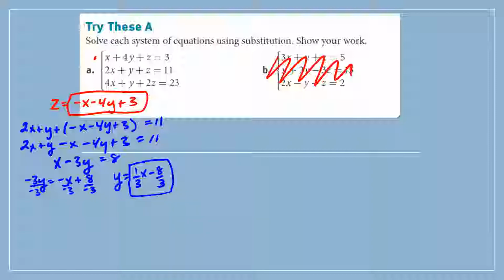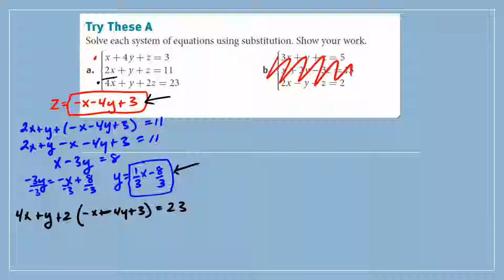Now, we're going to use the third equation, right? And we're going to substitute in z and y. But we'll do it one at a time so we don't get overwhelmed. And we're going to figure out what x is. So first, 4x plus y plus 2, and we'll substitute z in first. So negative x, oops, sign error almost, minus 4y plus 3 equals 23.